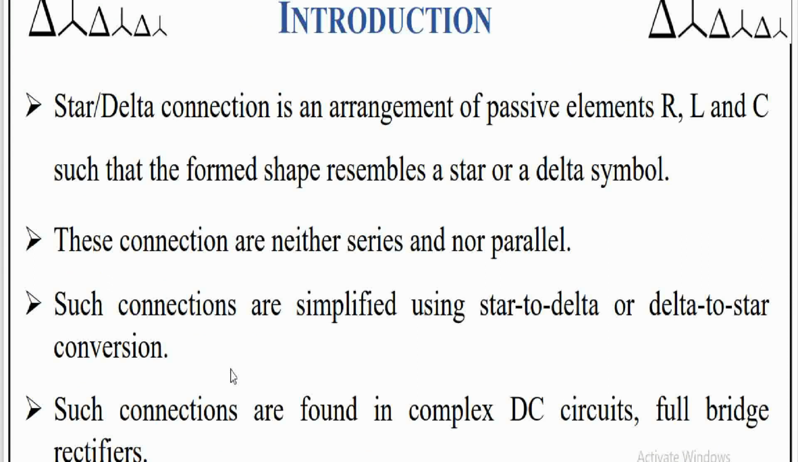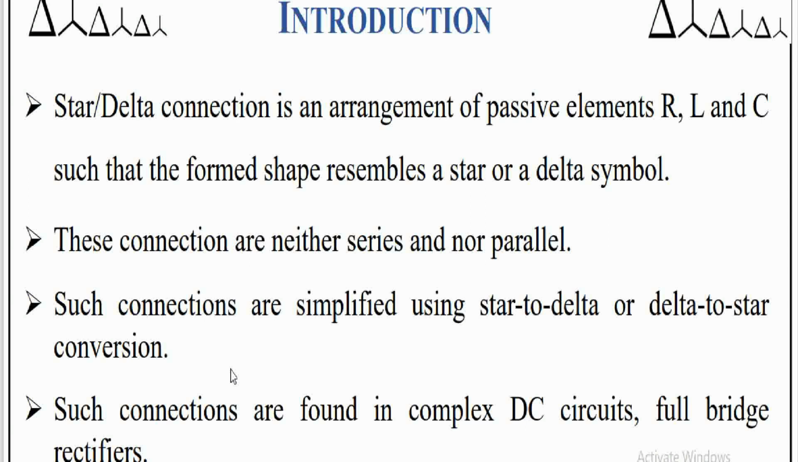Star or delta connection is an arrangement of passive elements. So what are the passive elements we have seen? Resistor, inductor and capacitor, such that the formed shape resembles a star or delta. We have already seen the connection of resistor, capacitor or inductor in series or parallel. Here we have one more way we can connect resistor, inductor or capacitor, in star and delta form.